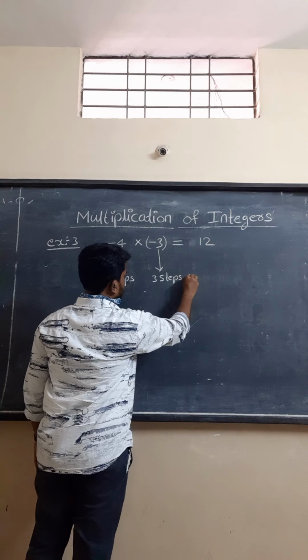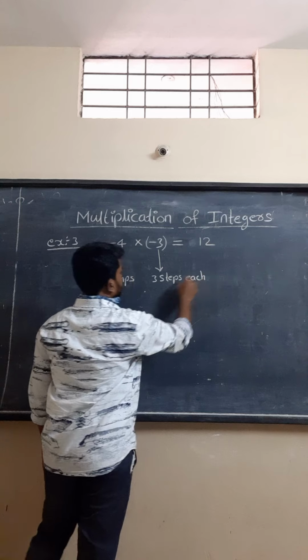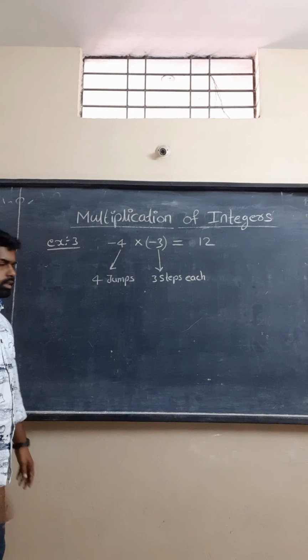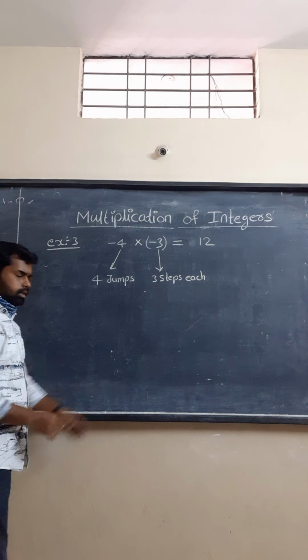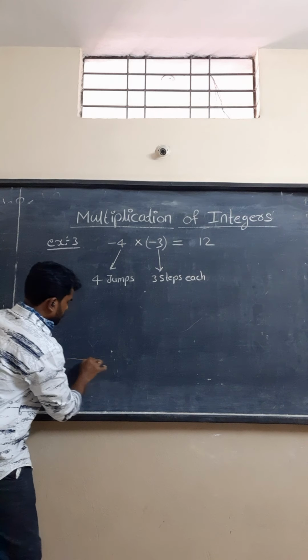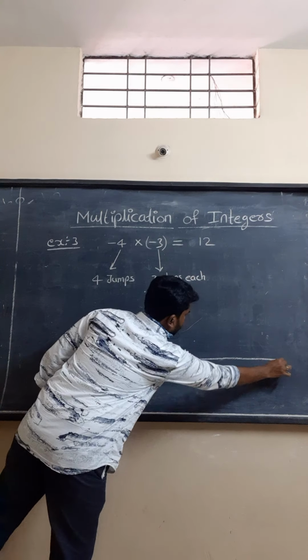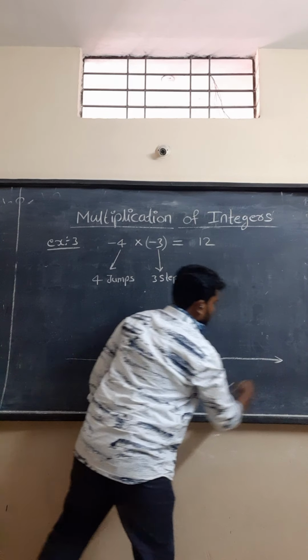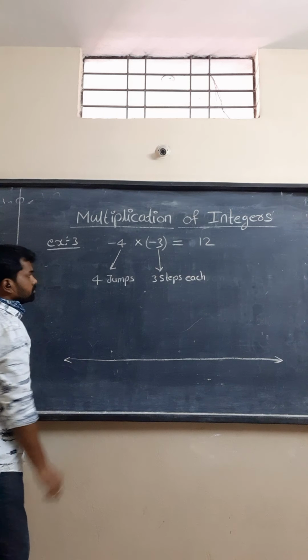3 steps each. Each jump we need to take 3 steps. Correct? See, now I am drawing the number line. I am representing this multiplication on the number line. Let us see to which direction the curve is moving. Now see, I am giving the arrow marks.